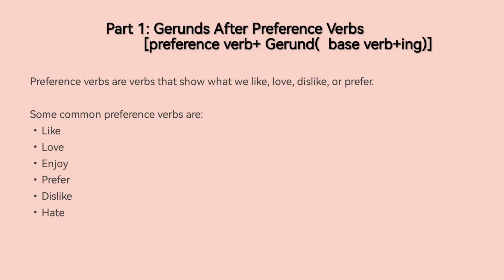Gerund after preference verbs that show what we like, love, dislike, or prefer. Some common preference verbs are like, love, enjoy, prefer, dislike, hate.